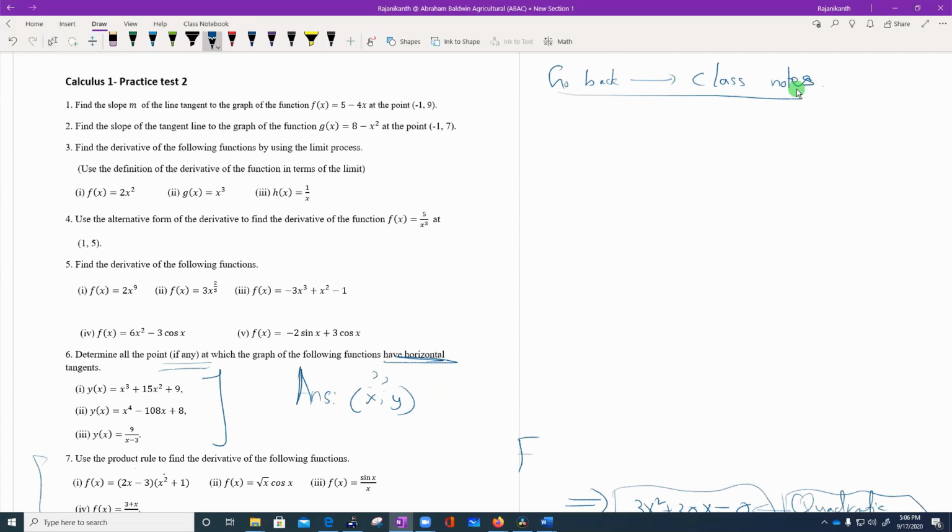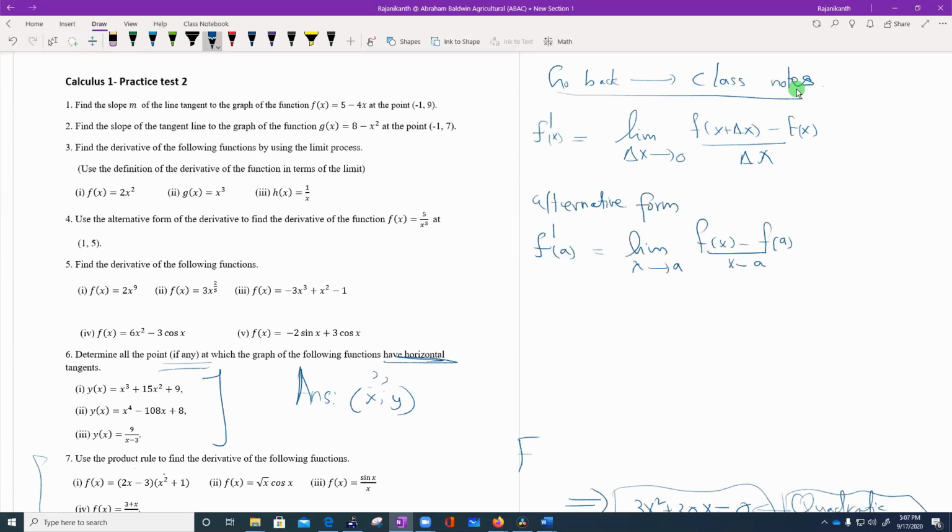Okay, so there are two formulas we had. One is finding the derivative at any x value. This is the original, the first version of our derivative, the very first formula we had. The second, alternative form, is nothing but finding the derivative at a particular point, say a. This is simply the limit as x goes to a of f(x) minus f(a) over x minus a. So they're asking us to use this form to find the derivative of f at the given point a.